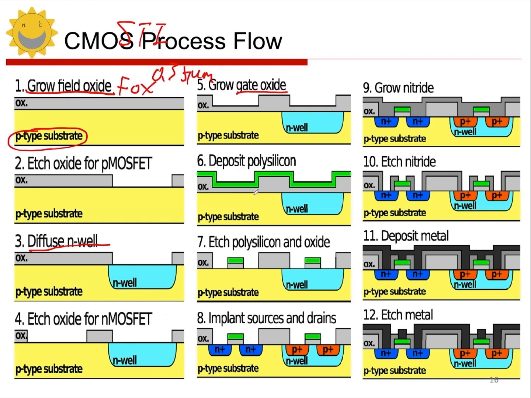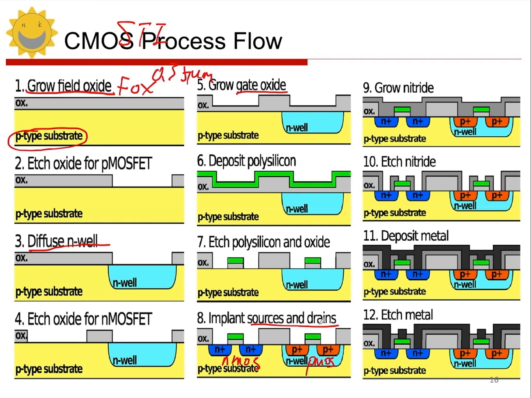Ion implantation forms NMOS and PMOS. With both formed, we create interconnections by growing nitride, etching holes, depositing and etching metal. This is a simplified process. Next, a 3D diagram shows the CMOS process and mask.